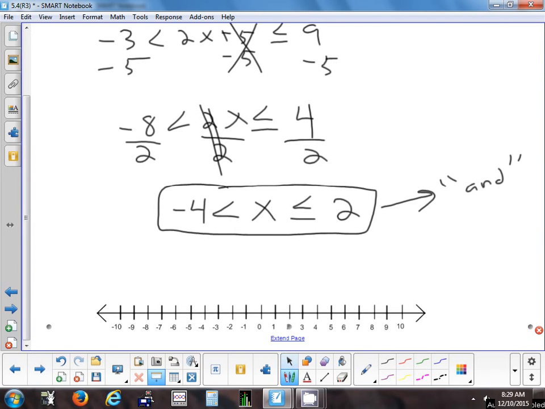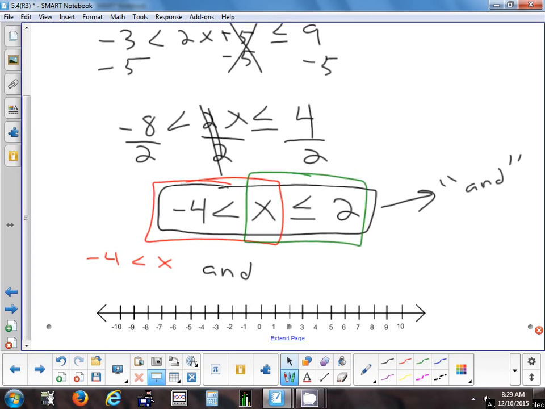And if we wanted to write it as an and, let me show you the two pieces. This is what we didn't get to yesterday. There's the first piece. Negative 4 is less than x. Did everyone see that part? Negative 4 is less than x. And here's the second piece. What's that second piece say? Yeah, x is less than or equal to 2.